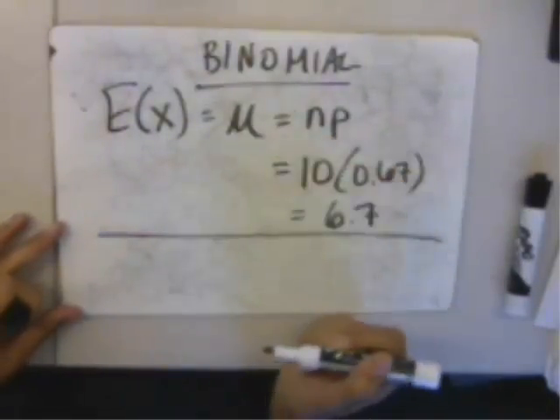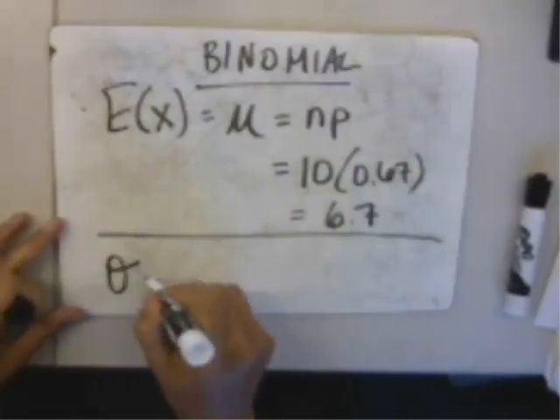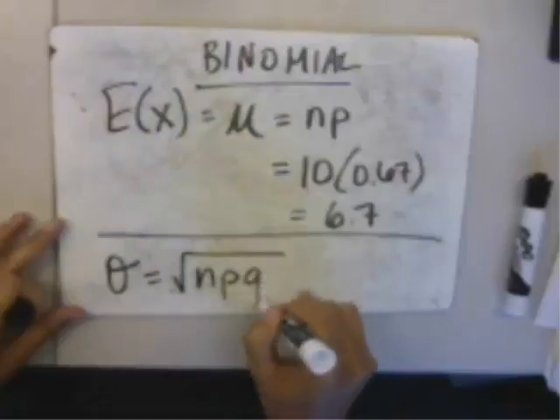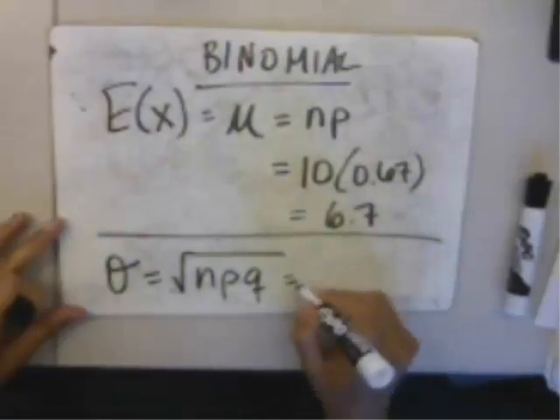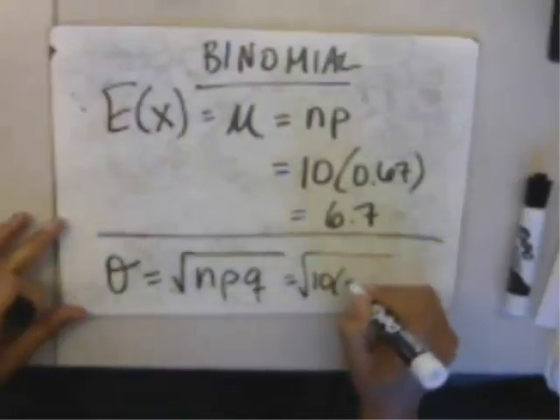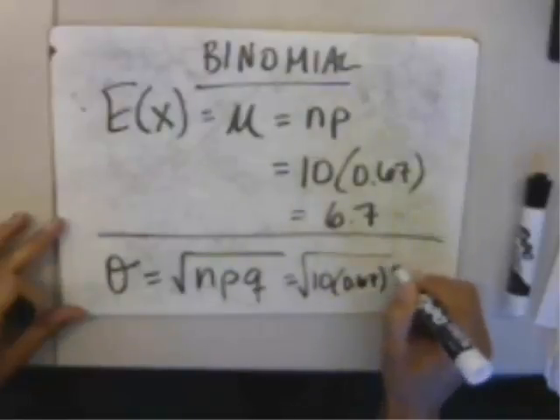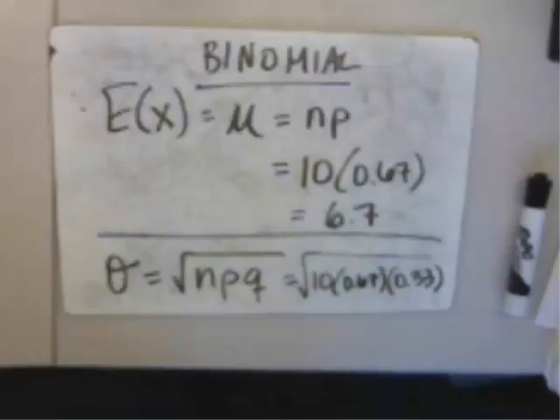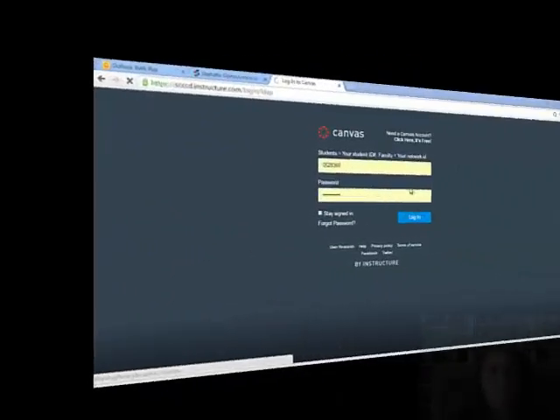Just one last reminder, we have the expected value, or the mean, for the binomial distribution, and we also have the standard deviation, which is the square root of NPQ. All right, in this case, it's the square root of 10 times 0.67 times 1 minus 0.67, or 0.33.